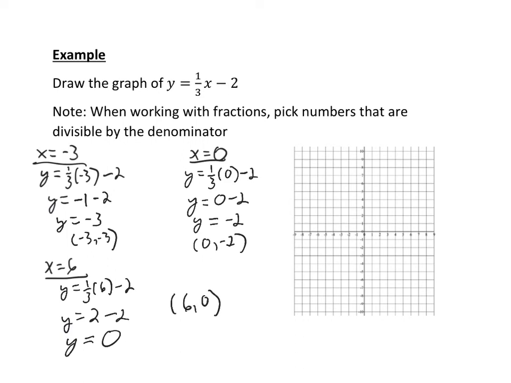So let's graph those 3 points now and see what our line looks like. We have a point (negative 3, negative 3). A point, x is 0, y is negative 2. And a point (6, 0). We connect those 3 points and we get our straight line.